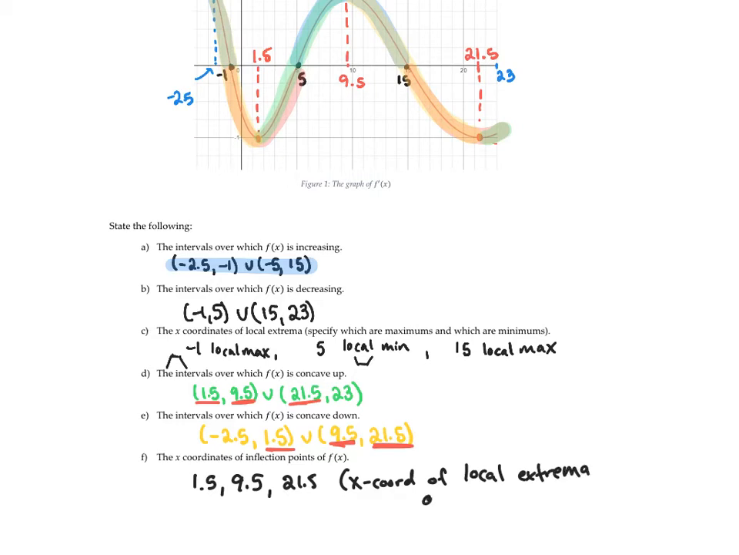Notice that these are the x coordinates of the local extrema of f prime. So anywhere your derivative has a local maximum or a minimum, that is going to be the steepest slope of the original function, which is going to correspond to an inflection point. So when we think about an inflection point where we're changing concavity, it's that place where we have the steepest slope. So that's my inflection point.